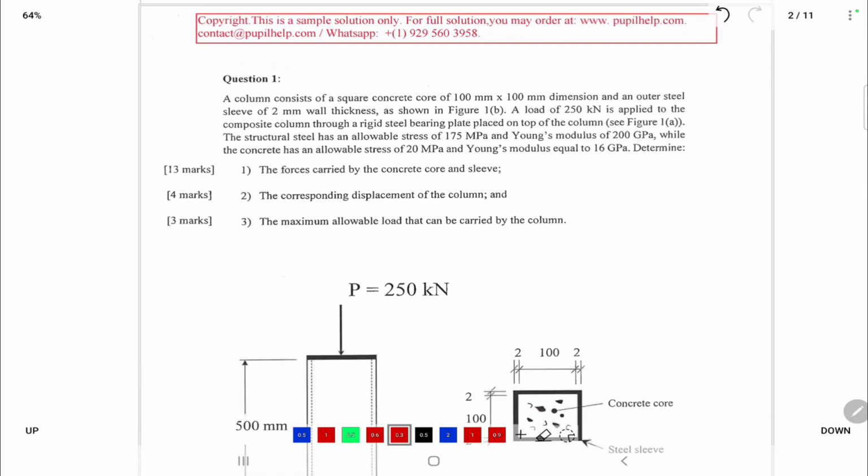Now the structural steel has an allowable stress of 175 MPa and Young's modulus of 200 gigapascal, while the concrete has an allowable stress of 20 MPa and Young's modulus equal to 16 gigapascal. Determine 1. The forces carried by the concrete core and sleeves.